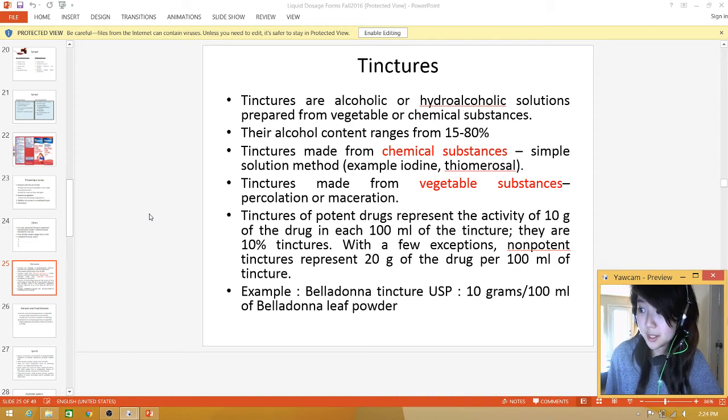Tinctures are rarely used, and if they are used, they're going to be used in topical applications. Also, non-potent tinctures have a higher percentage of drug per 100 milliliters of solution, and vice versa. Belladonna is also known as atropine, and this is something that can be used to dilate the pupils during an eye exam.